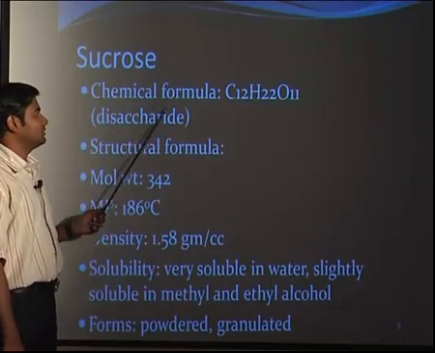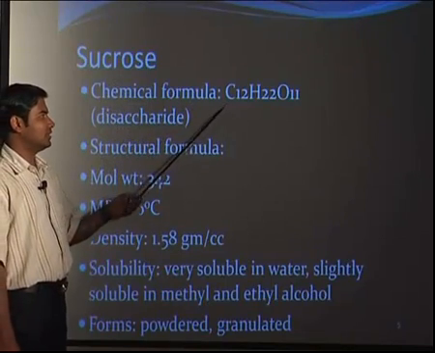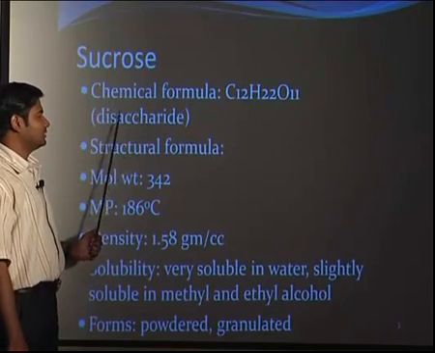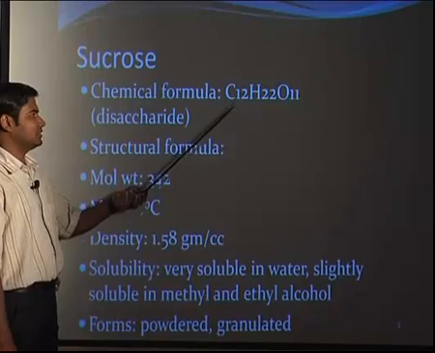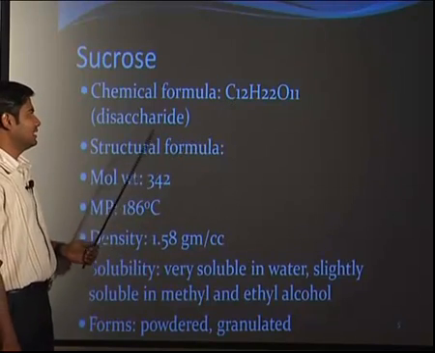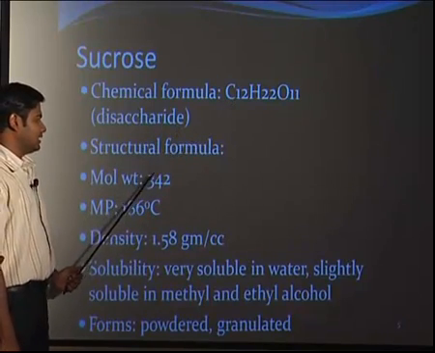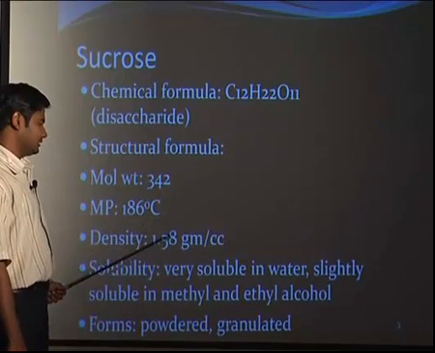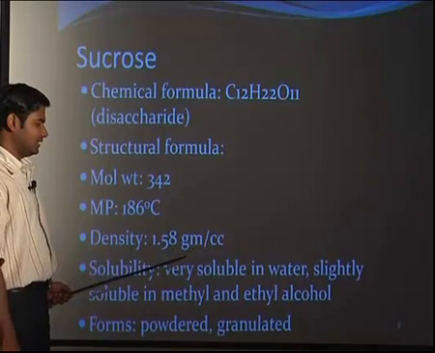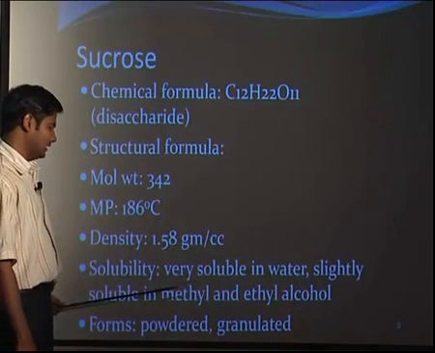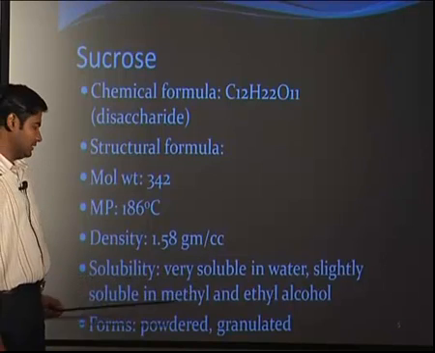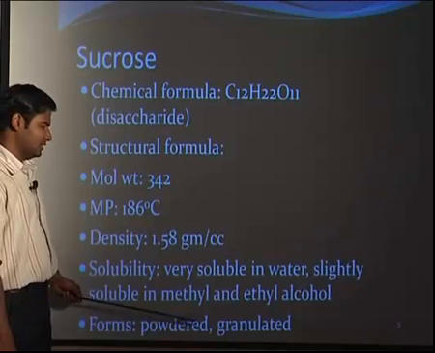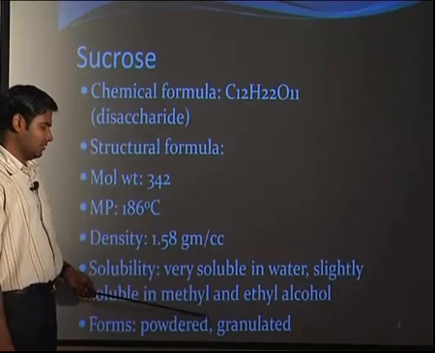If you see sucrose, the chemical formula is C12H22O11, that is a disaccharide, meaning the molecules are combined to give the C12H22O11 structure. It has a molecular weight of 342 and a melting point of 186 degrees centigrade. It has a density of around 1.58 gram per cc, and it is very soluble in water and slightly soluble in methyl and ethyl alcohol. It is generally in the form of powder, and it can be granulated.